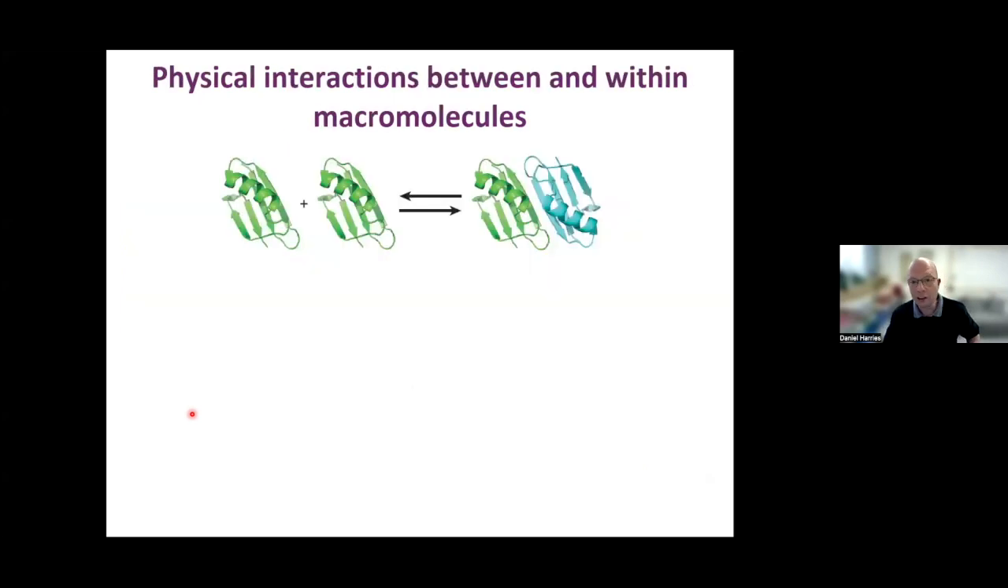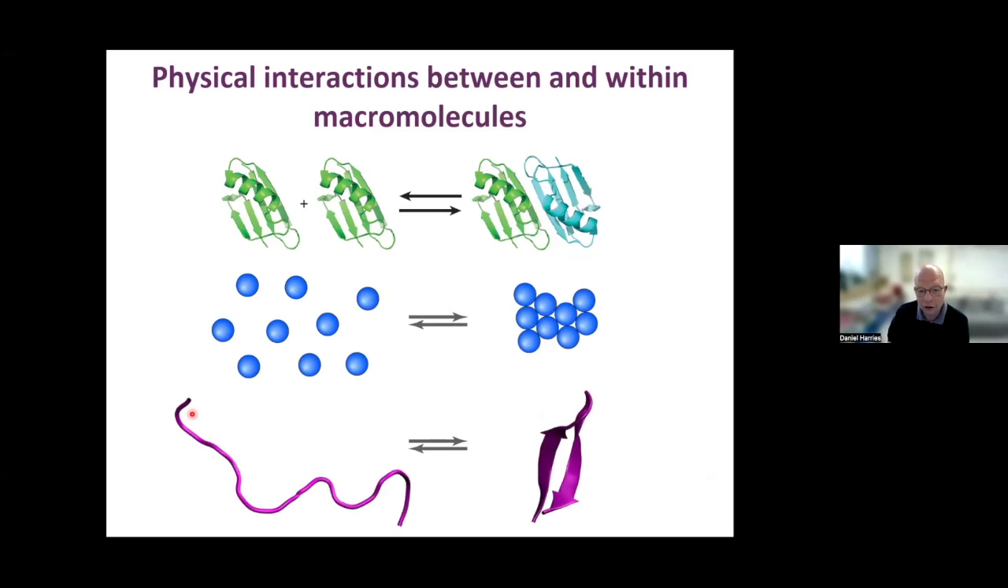So in general, taking a step back and looking at the kinds of systems that we think we can approach with this strategy, we have the dimerization that Gary talked about, but we can also think about other cases where we see a compaction in a process.